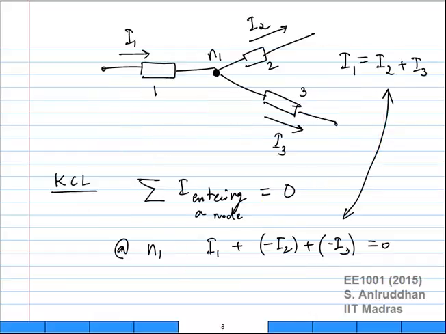Similarly, at any node, assuming no local accumulation of charge, you can show that the current coming in has to be equal to the current leaving out of the node. Or you can express it in a different way: the sum of all currents entering a node has to be equal to 0 because there is no charge accumulated over time. Is that clear? So this is an expression of Kirchhoff's current law.